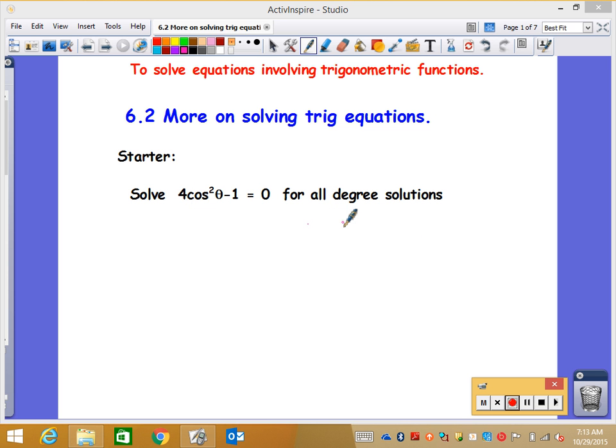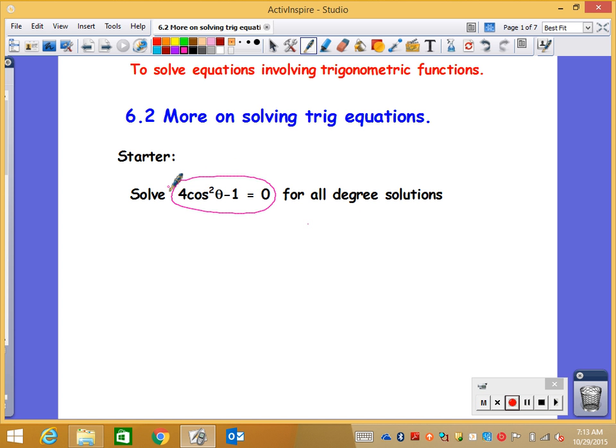Alright, today we're covering 6.2, which is more trig equations. So you'll notice this one says starter. We're actually going to be doing this one as a starter in class. So I want you guys to take a peek at this problem right here. 4 cosine squared theta minus 1 equals 0. And the key to this one is we're going to be solving it for all degree solutions.